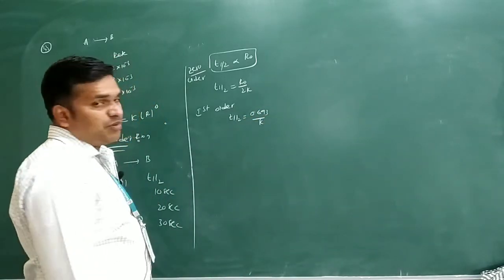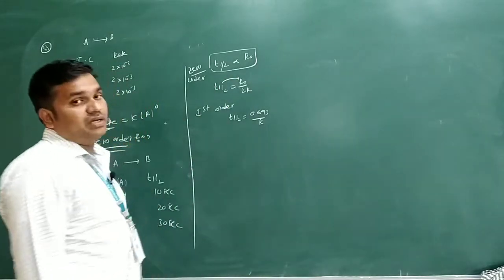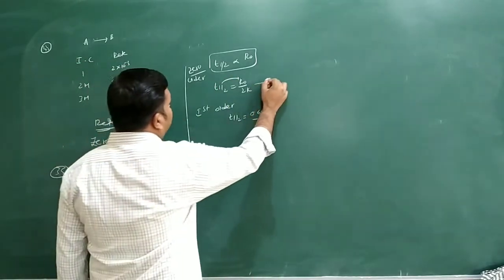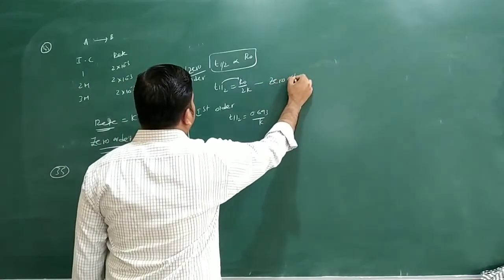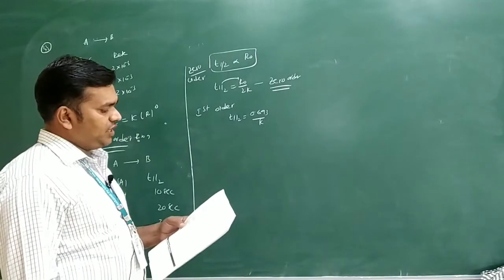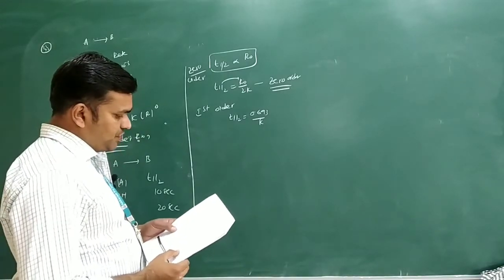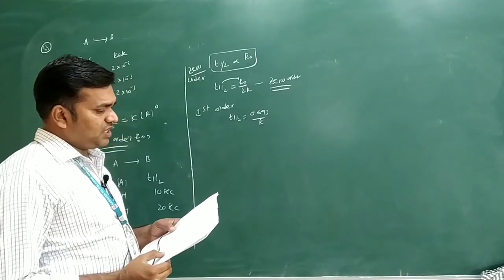Now which one is directly proportional? t half depends on the initial concentration of the reactant. So what is the order of the reaction? The order of the reaction is zero order. So what answer will we take? We will take option 3 for this question. So this is question number 34.